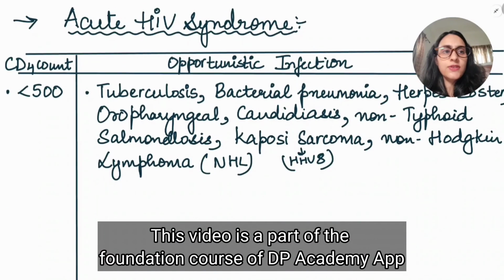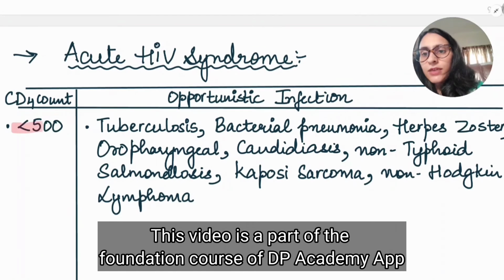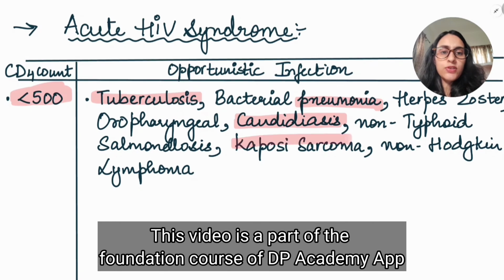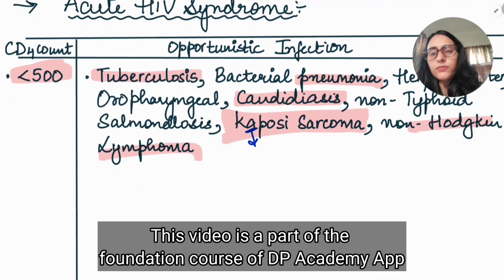What are the opportunistic infections that we see? If the CD4 count is less than 500, the infections that the person can have are tuberculosis, pneumonia, herpes zoster, oropharyngeal candidiasis, very important. Then non-typhoid salmonellosis, Kaposi sarcoma, very important. It is a sarcoma that occurs in the AIDS individual. And then NHL, non-Hodgkin lymphoma.